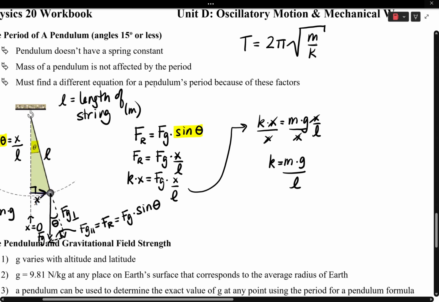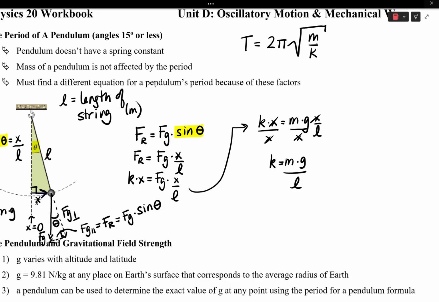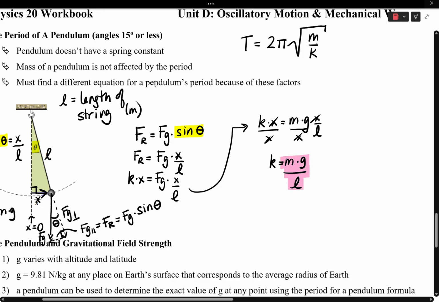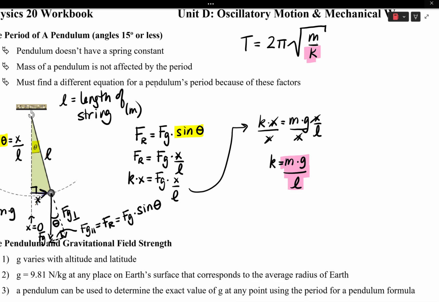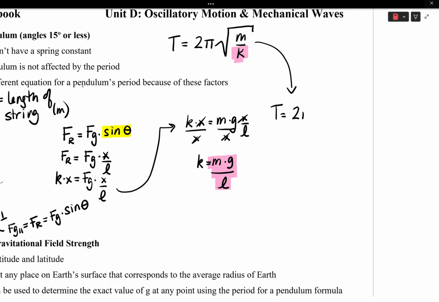So now I can take this equation here for K, and I can sub it in here for my spring constant. So now I can eliminate the spring constant. So let's bring this down here. This is now going to be T is equal to 2 pi times the square root of M, all divided by M times G, all divided by L.